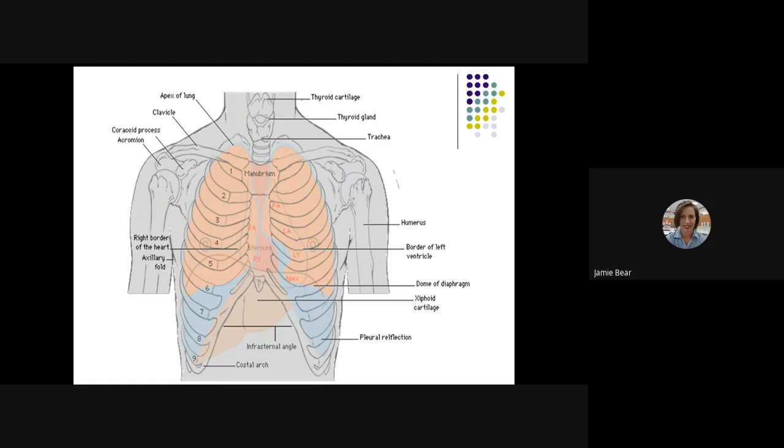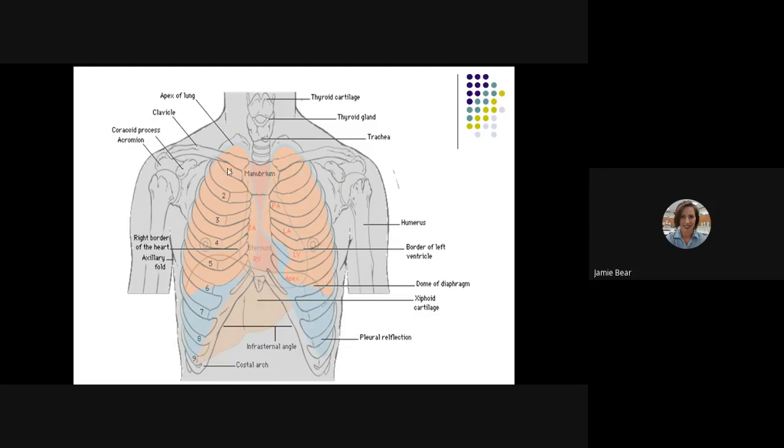So I did just add this one picture in because I just like to look at thoracic anatomy, and then we'll start looking at them from the x-rays. So starting at the top, the thyroid cartilage is the big cartilage we see here. We also call it the Adam's apple. Under that starts the trachea, and then we have the sternum, the manubrium, the body, and the xiphoid process. Here are our clavicles, and here's our acromion process.